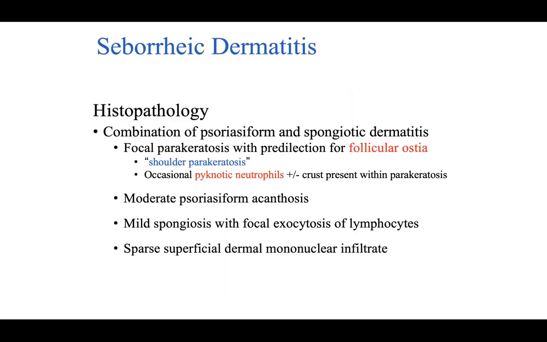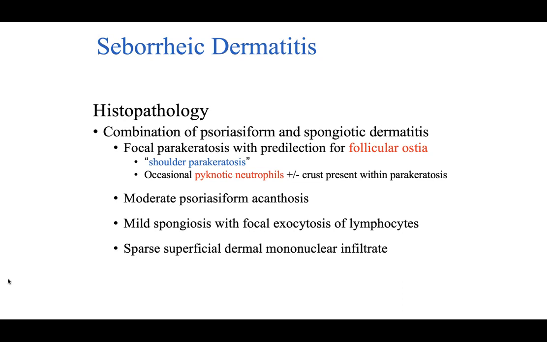Now, what do you see on histopathology? It's really a combination of psoriasis and spongiotic dermatitis. So you can see focal parakeratosis with a predilection for the follicular ostia. You may have heard of shoulder parakeratosis or follicular lipping. And so here you see shoulder parakeratosis; you'll find that the parakeratosis is more pronounced around the follicular ostia.